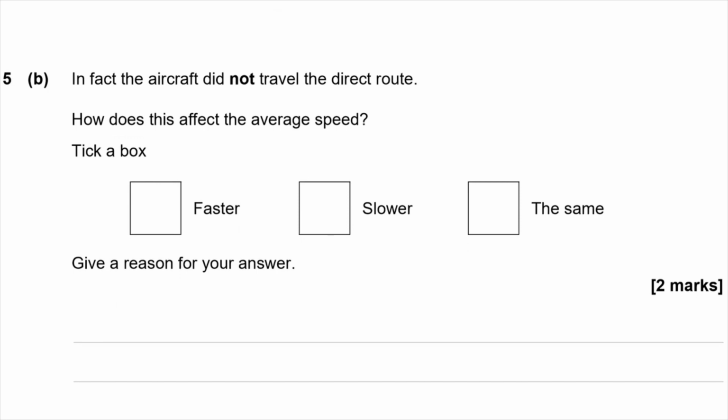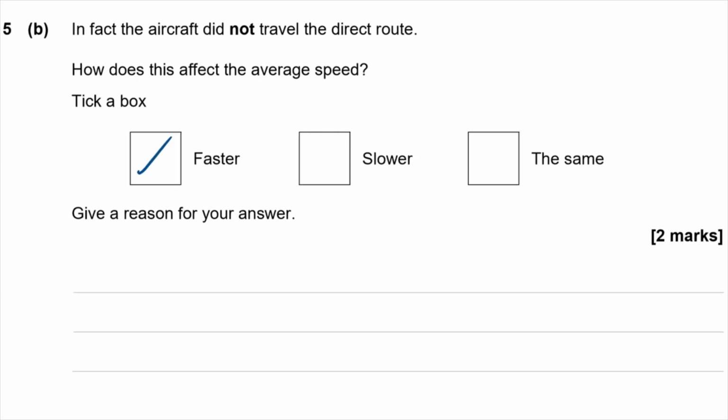So how does this affect the average speed? The average speed is going to be faster than this. And the reason is it's travelled a greater distance in the same time.